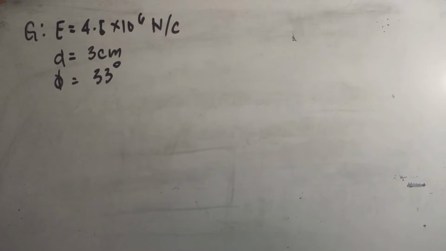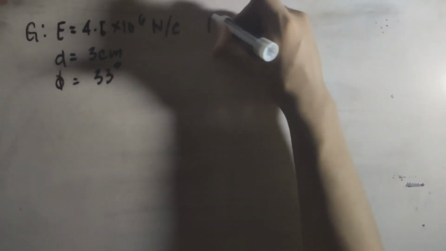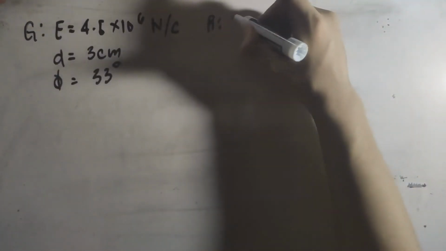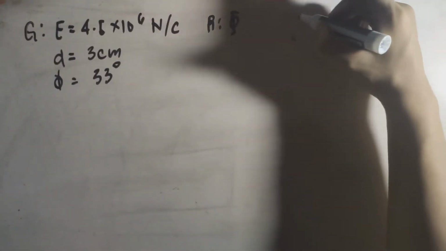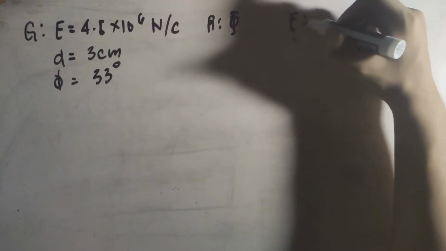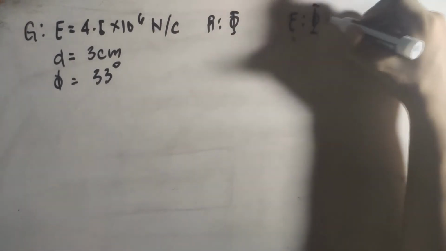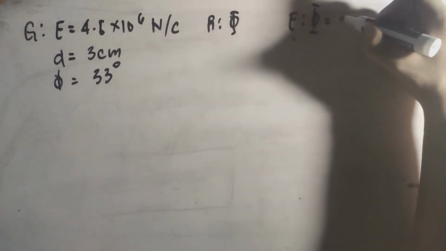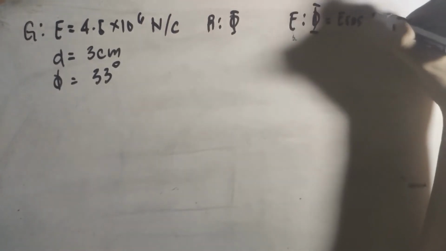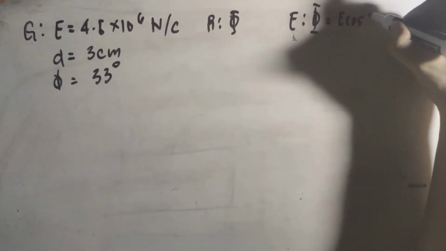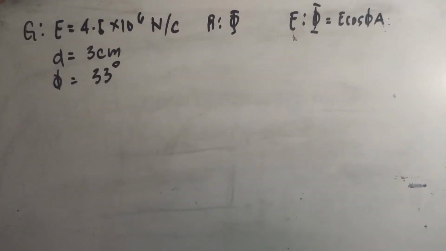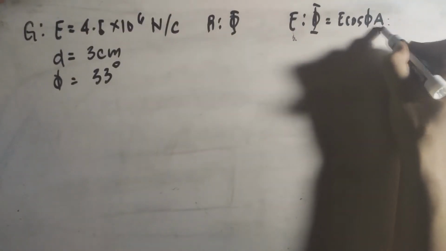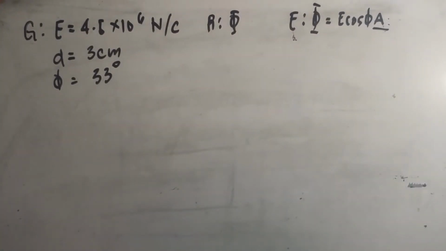Okay, so for our required, we have electric flux, of course. Then for our equation, we have electric flux is equal to E cosine phi area. Okay, so right from the get-go, we're going to see that the area is not given, right?